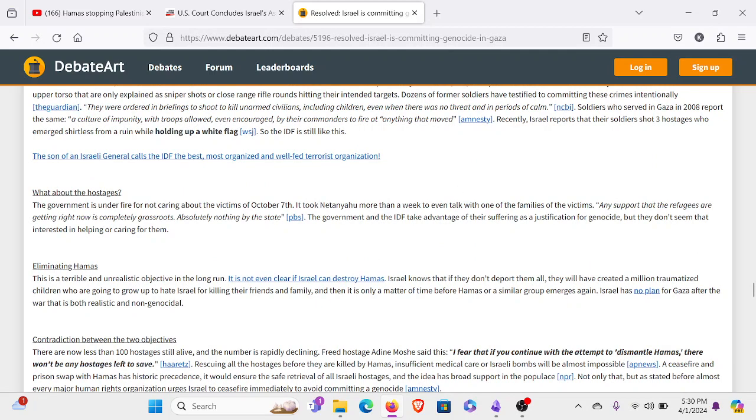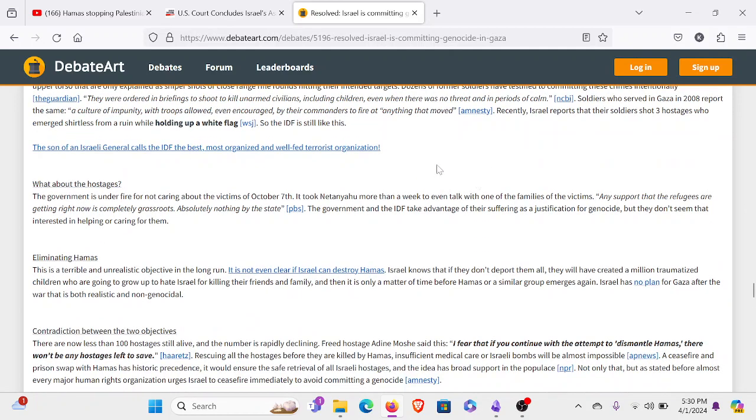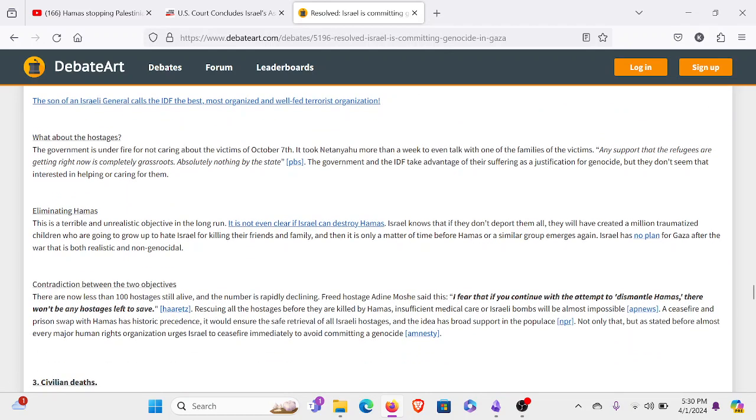Recently, Israel reports that the soldiers shot 3 hostages who emerged shirtless from a ruin while holding up a white flag. Yeah, I think I saw this, and here's what happens. They love doing this. Hamas loves getting propaganda footage, so they'll straight up shoot at you while holding. They'll send 3 guys holding white flags as a shield, and they'll start shooting you from behind them.